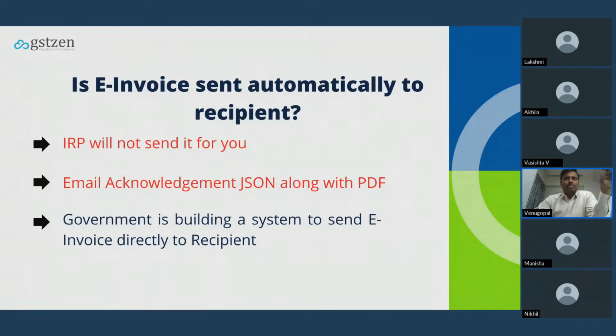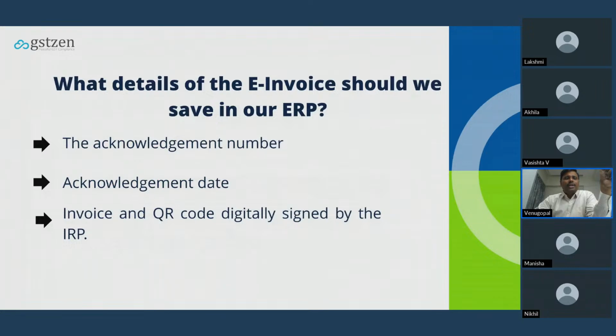What do you need to save the details in your portal? The acknowledgement number, acknowledgement date, and the invoice and QR code in your accounting software, because you have to establish that you have done the invoice. When the audit is happening, 3 years later, if they're asking, have you complied with the law? This is where you will be showing yes.